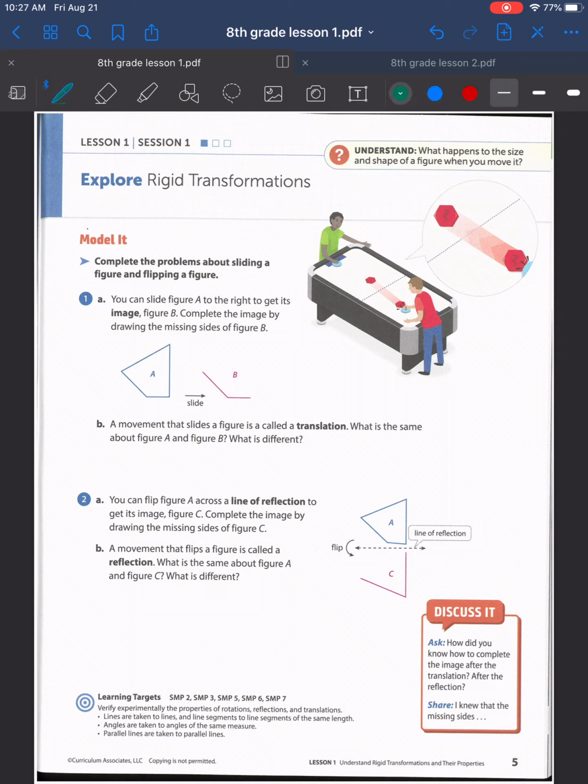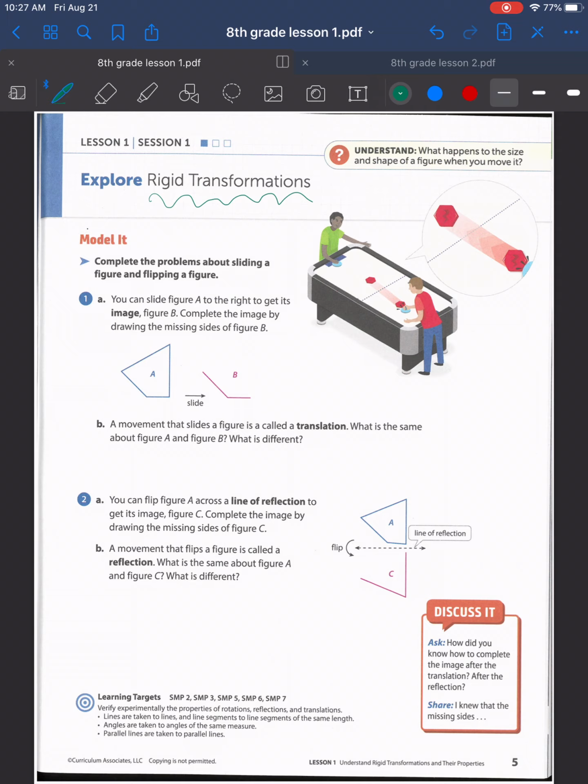Okay. Yesterday we talked about rigid transformations. And remember, that's where the shape doesn't change its shape. It doesn't change what it looks like, but it does change its location. And there's a lot of really cool ways that we can transform a shape without actually transforming what it looks like. I'm going to go through some of those real quick.